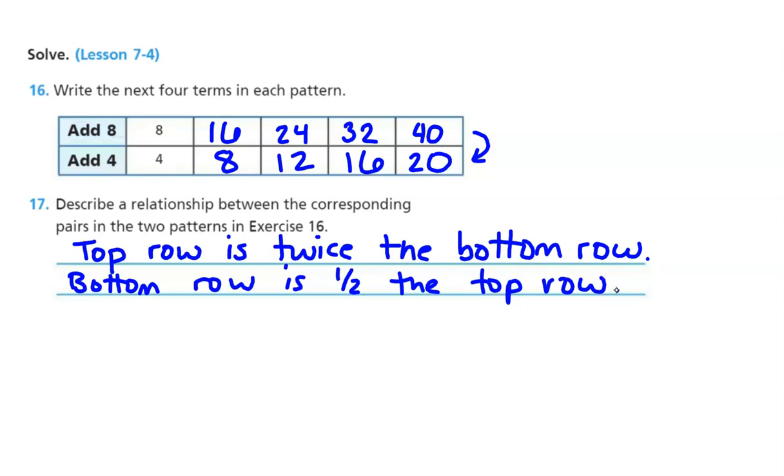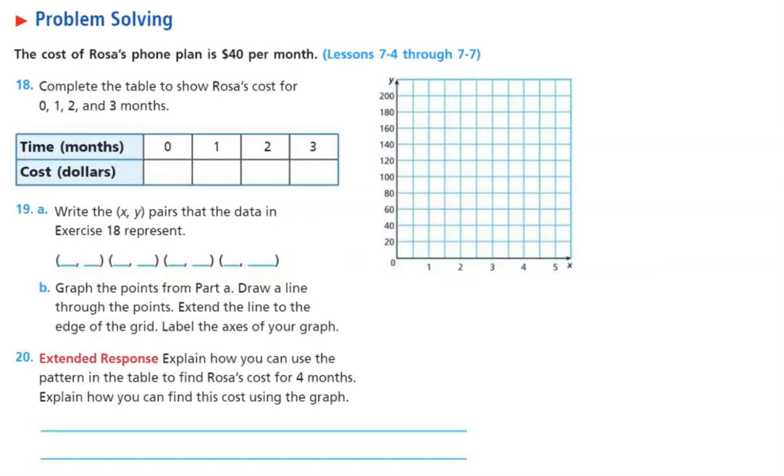All right. Again, if I ever move too fast, you just pause and then you start when you're done. So this is the last part of your last page that you're solving. It says the cost of Rosa's phone plan is $40 a month. So it wants you to complete the table for that. If she spent no months paying for a phone, she has spent no dollars. So that's easy enough. But then if she had the phone for 1 month, she's paid $40. She had it for 2 months, she's paid $80. And if she had it for 3 months, she has paid $120.